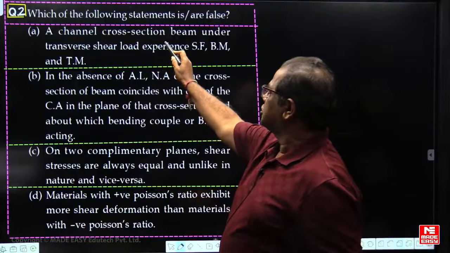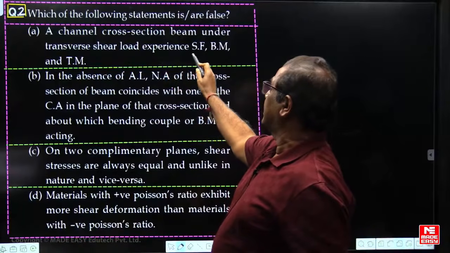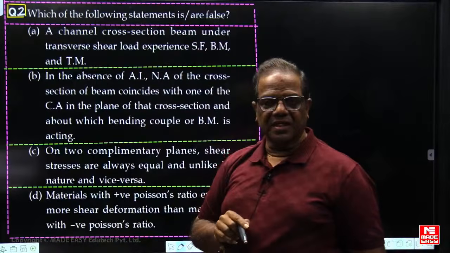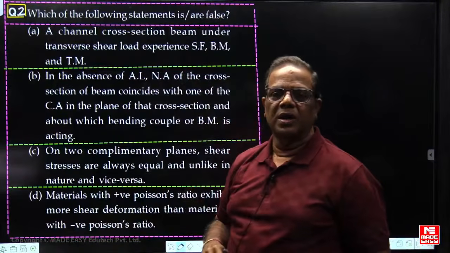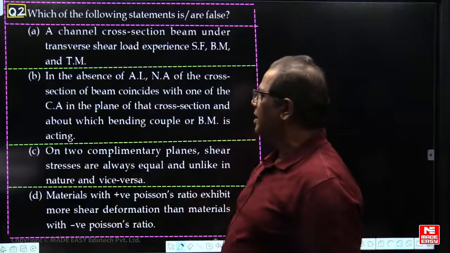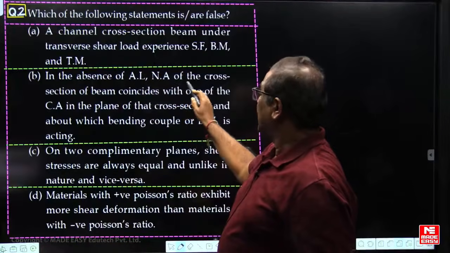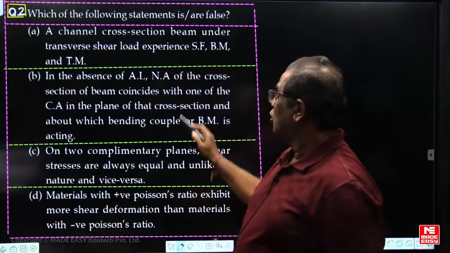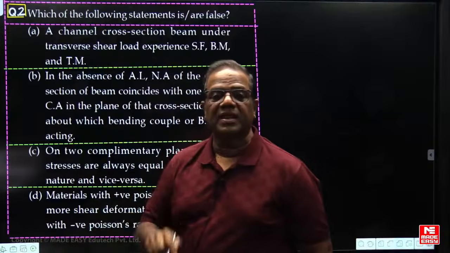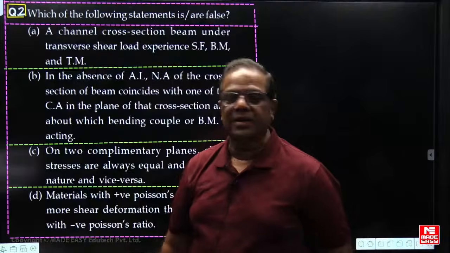A channel cross section beam, that is the C section, under transverse shear load experience shear force, bending moment and twisting moment. When a C section channel cross section is subjected to transverse shear load, then the cross section experiences both shear force, bending moment and twisting moment. In the absence of axial load, neutral axis of the cross section of a beam coincides with one of the centroidal axis. CA stands for centroidal axis. CA means centroidal axis, not a chartered accountant.